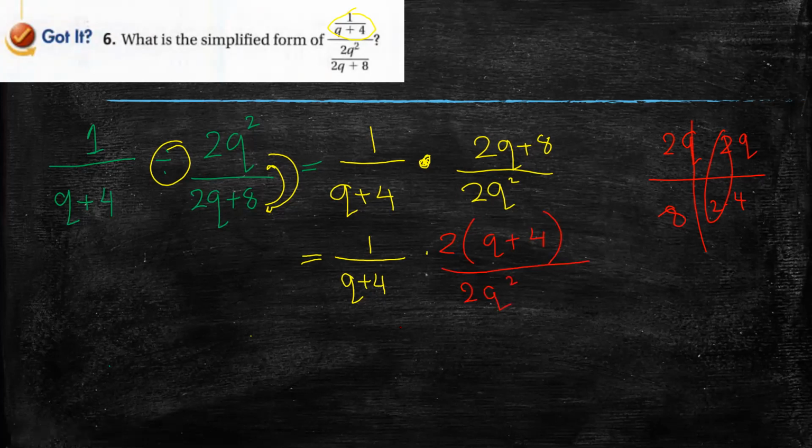Then q plus 4 cancels q plus 4, 2 cancels 2. So what do we have now? 1 over q squared. That's it. Do you have any question? No, miss.